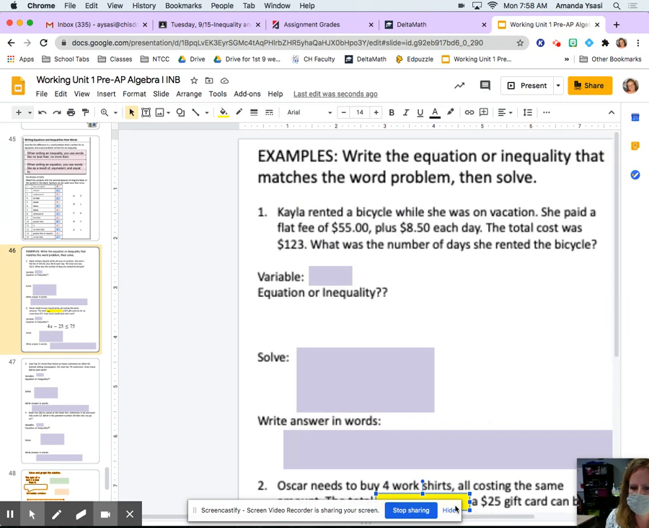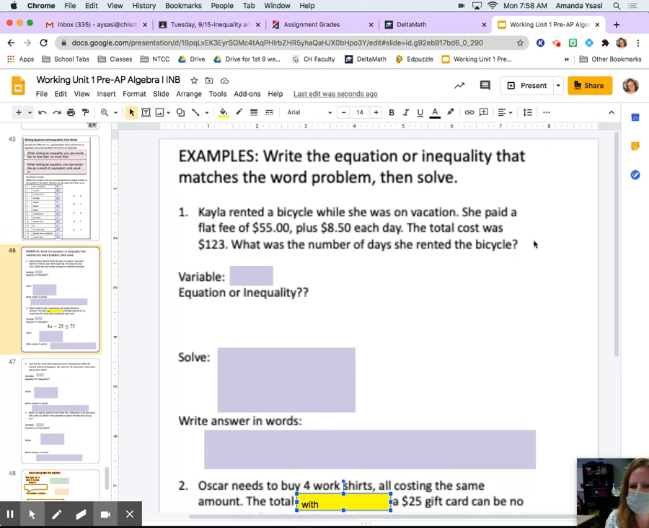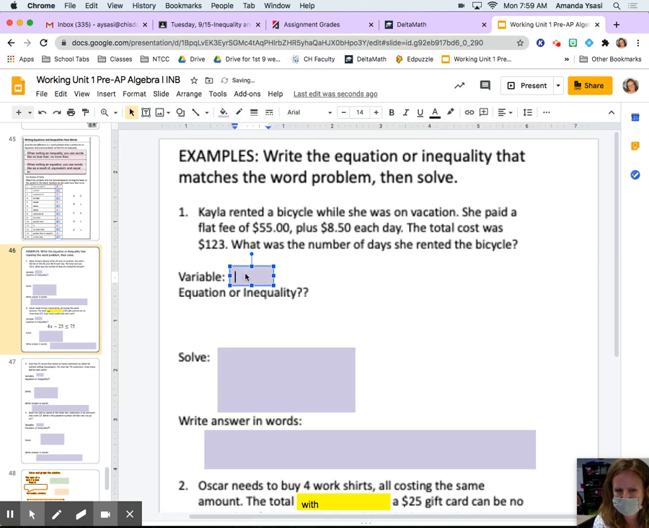Okay, so let's look at the first one. Kayla rented a bicycle while she was on vacation. She paid a flat fee of $55 plus $8.50 each day. Total cost was $123. What was the number of days she rented the bicycle? So our variable could be D. I'm going to do lowercase d. D for days, number of days.